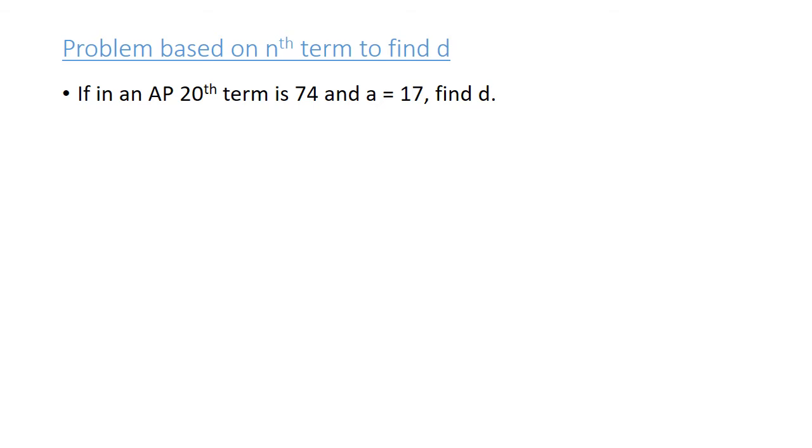Position is n, that is equal to 20. Value of position is an, which is 74. A is equal to 17. We have to find the value of D. Let us apply the formula, substitute the values.